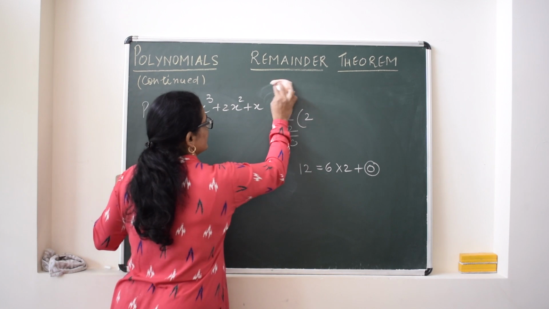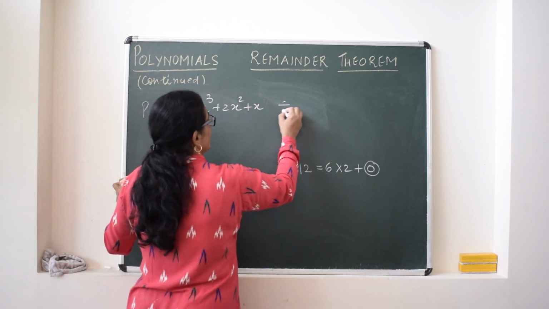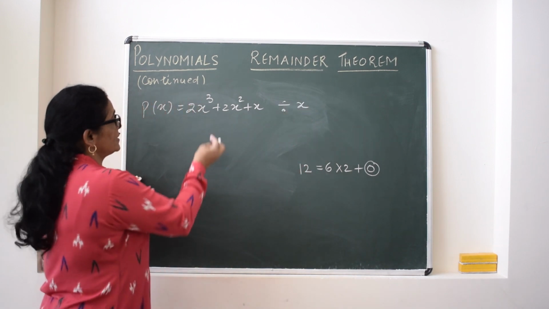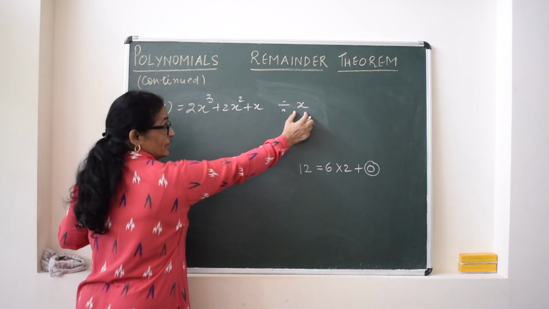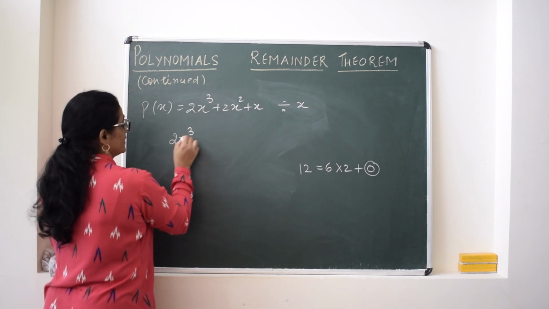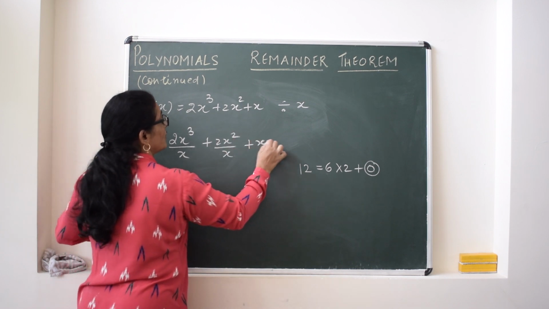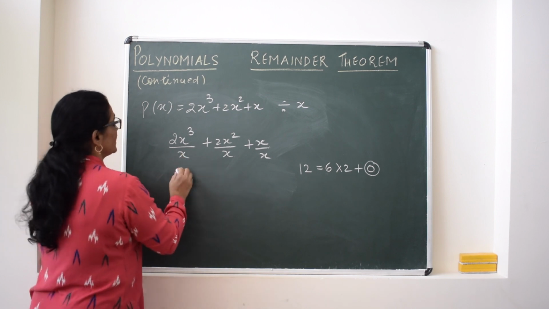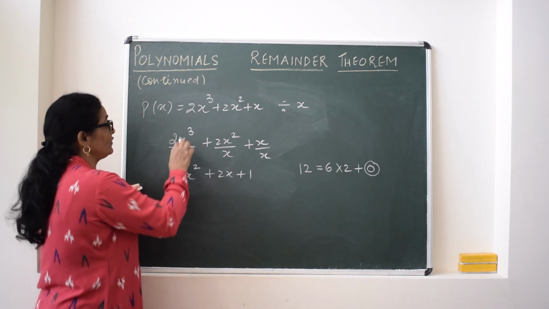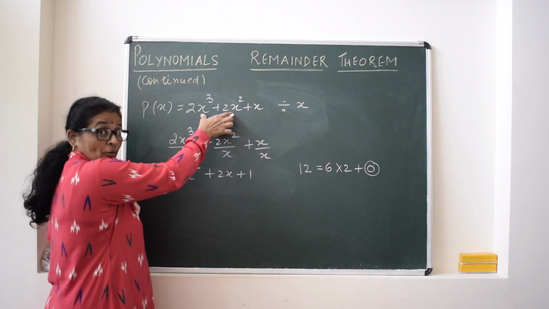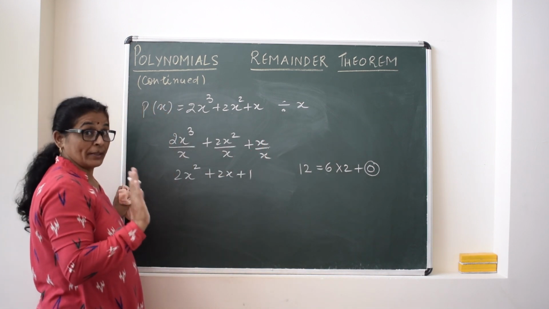If we divide this by another polynomial which should not be 0, suppose we take x, then since this polynomial is divided by a monomial, each term of this polynomial will be divided by this monomial and we can rewrite it like this: 2x cubed by x plus 2x squared by x plus x by x. So it will give us 2x squared plus 2x plus 1. So what we have seen is that each term of the given polynomial is being divided by this divisor and we are not getting a remainder, so the remainder is 0.